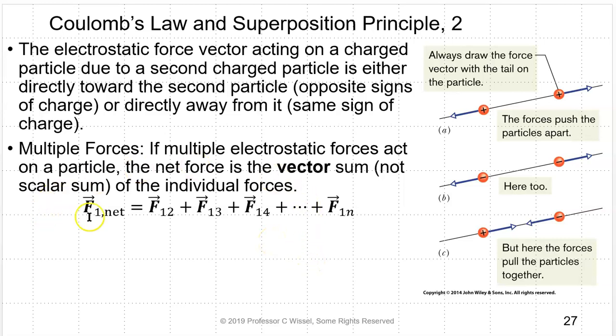So in other words, if you want to find the force on, say, particle number 1, you'd vectorially add the force on 1 from 2, plus the force on 1 from 3, plus the force on 1 from 4, all the way out to the number of particles you have. That would be n, plus the force on 1 from n.